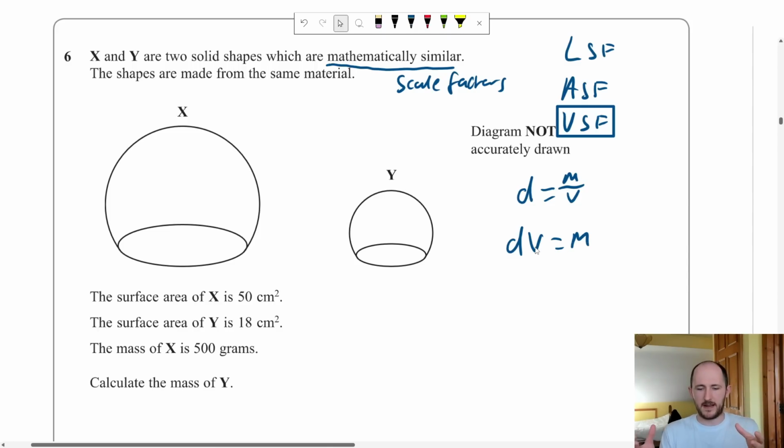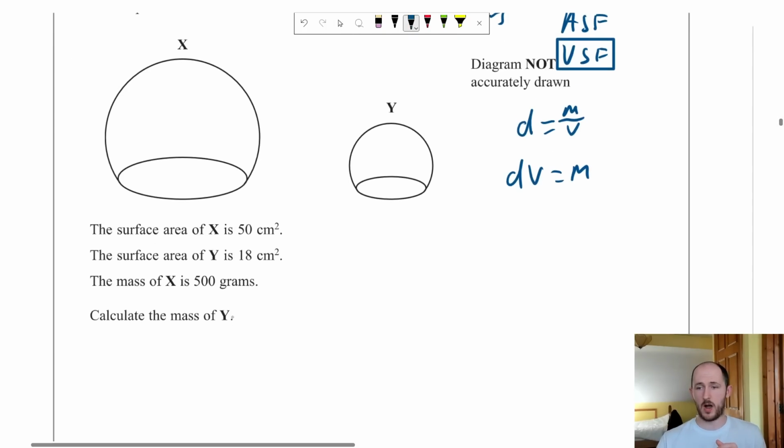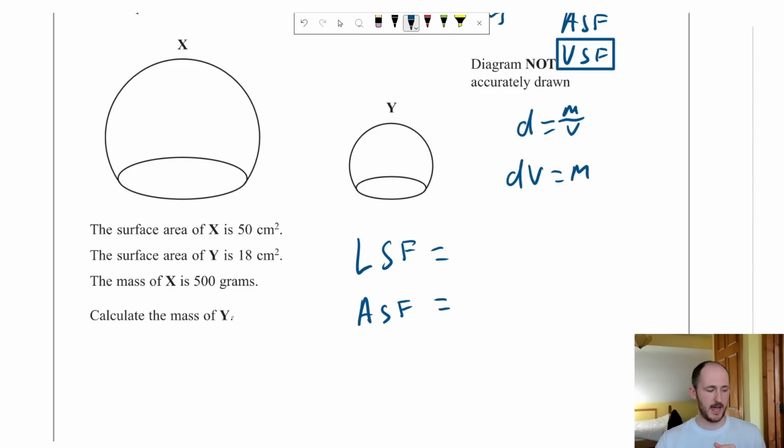If you think about it, if I give you a small metal ball versus a big metal ball, that's just the volume that's changed, which changes its mass. Anyways, enough of the physics lesson. First thing we want to do is work out the scale factor. So I like to write out length scale factor equals area scale factor equals and volume scale factor equals. I like writing that out just because then I can slot in what I need to know.